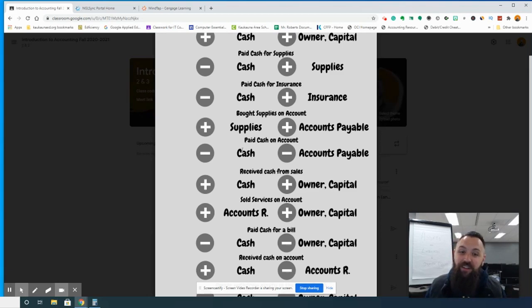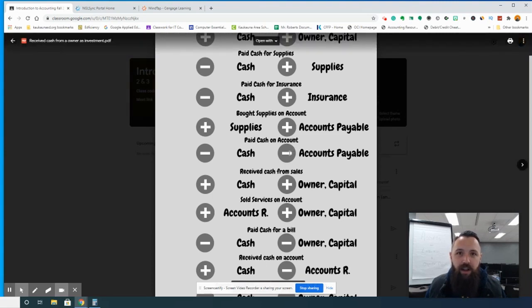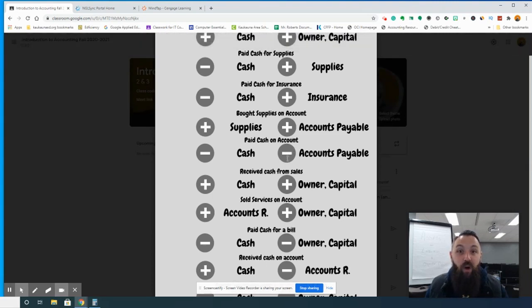So once again, let's look at the clues. Paid cash. Well, cash is going to go down. So we have an asset that goes down. And then what happens to that account that we're tracking that we owe money to? That we owe money to somebody else. That's what accounts payable is tracking. Well, since we paid them some of that money, it goes down. So we have an asset that goes down and a liability that goes down. So now our accounting equation is once again in balance.